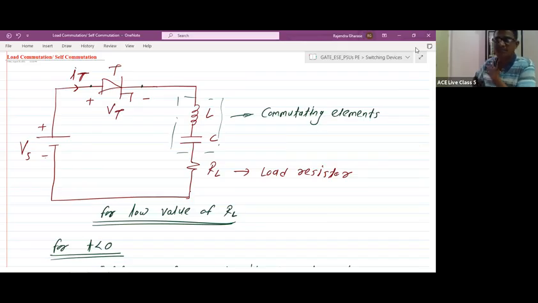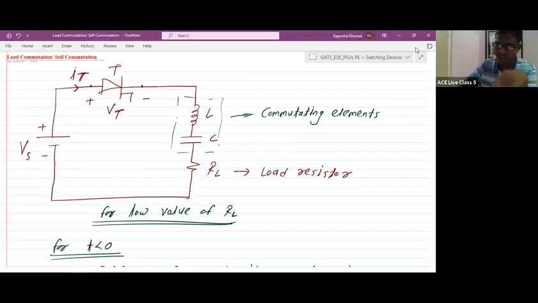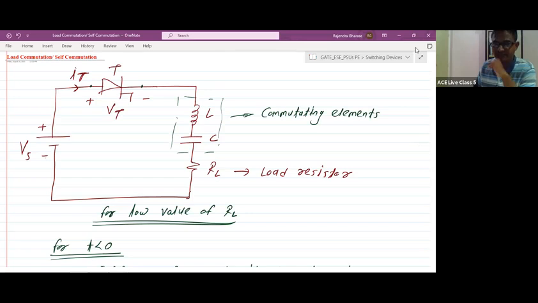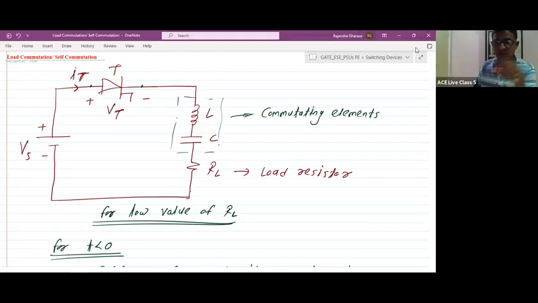Suppose if my TC is less than TQ. TQ is the device turn off time, and TC is the circuit turn off time. Suppose in the voltage commutation circuit, I select the values of L and C such that my TC is less than TQ. Then our SCR will not turn off successfully. And if I again apply the forward voltage, our SCR will turn on again without even applying the gate signal. So that is the failure.